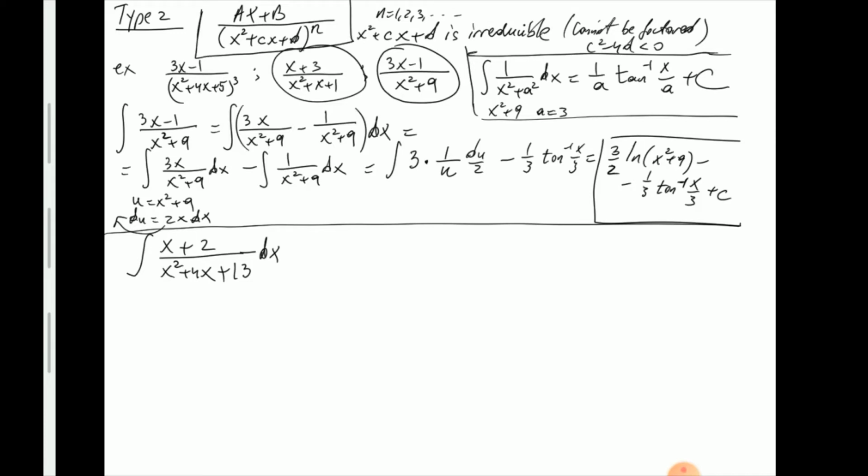The approach is kind of similar to the previous case, but we need to complete the square on the bottom. So if you want a quick refresher, completion of the square means essentially going backwards on the formula a squared plus 2ab plus b squared, which combines into (a plus b) squared.